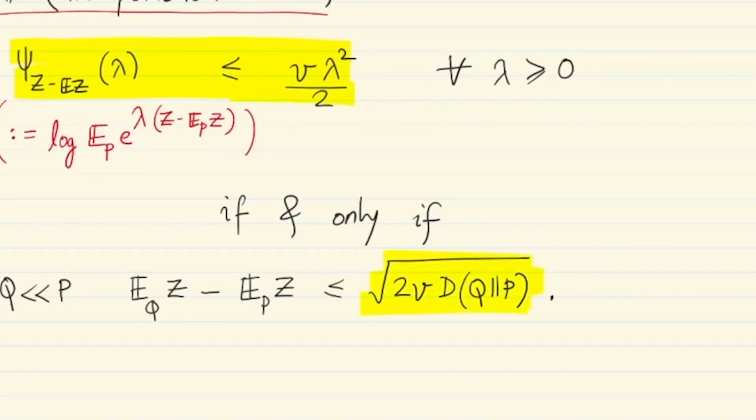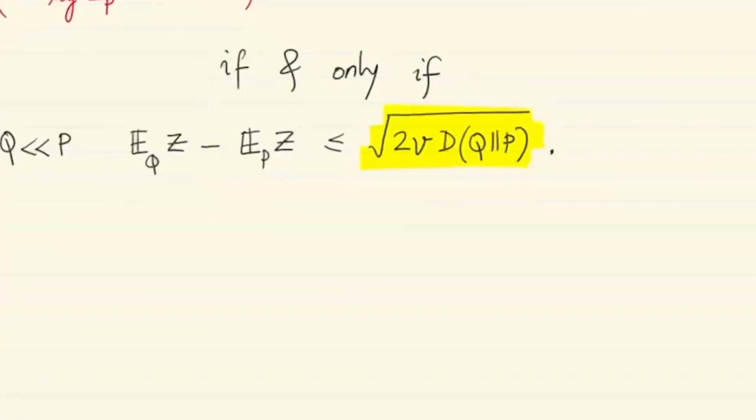So the statement that there is a sub-Gaussian log moment generating function for Z, for centered Z, is equivalent to the fact that for every possible probability distribution Q absolutely continuous with respect to the original distribution P of Z, the expected value of Z according to Q minus the expected value of Z according to P can be bounded by some constant times the square root of the KL divergence between Q and P. So this is the transportation lemma.